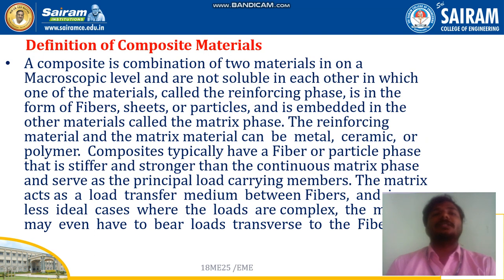Next we are going to discuss composite materials. What do you mean by composite materials? A composite material is a mixture or combination of two or more materials at a macroscopic level. By mixing or combining two or more materials together, they form one different material. That type of material is what we call a composite material.